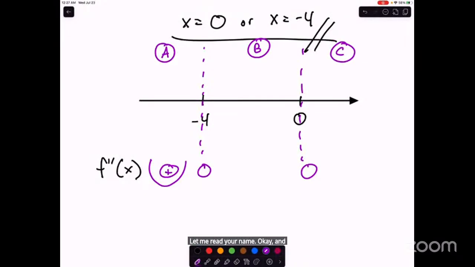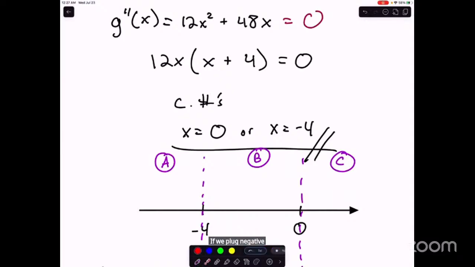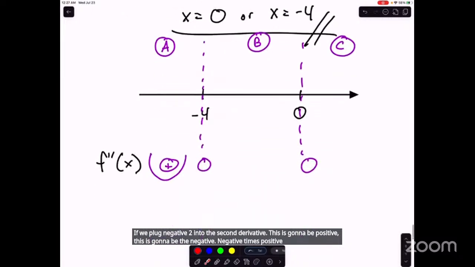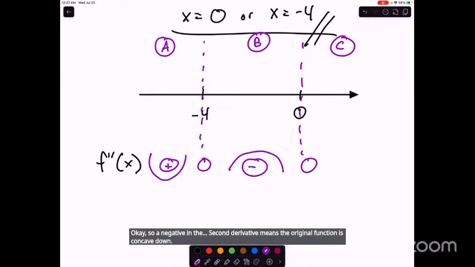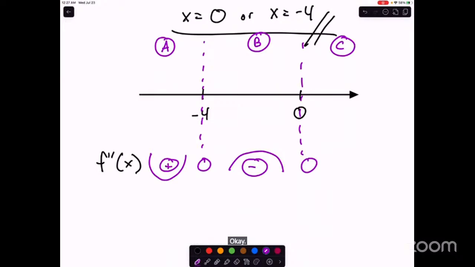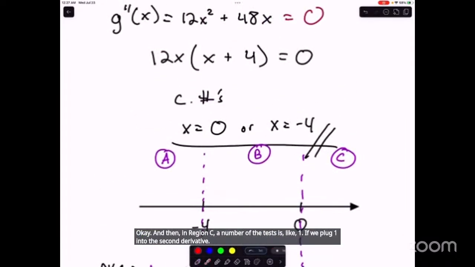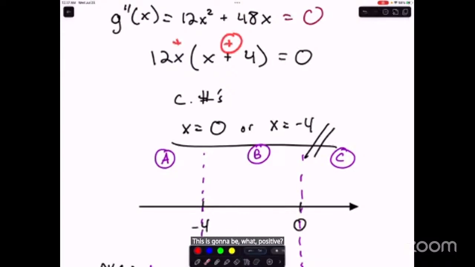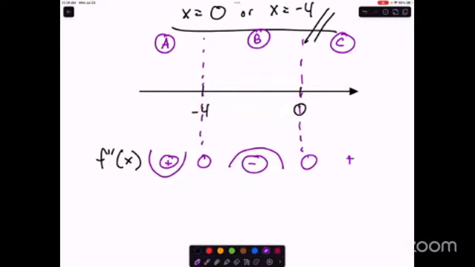Okay, and then the number to test in region B would be something like -2. If we plug -2 into the second derivative, this is going to be positive, this is going to be a negative. Negative times positive is negative. Okay, so negative in the second derivative means the original function is concave down. And then in region C, a number to test is like 1. If we plug 1 into the second derivative, this is going to be positive, positive times positive is positive. So that means the original function is concave up there.